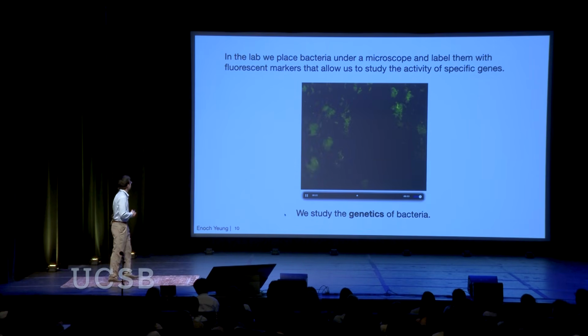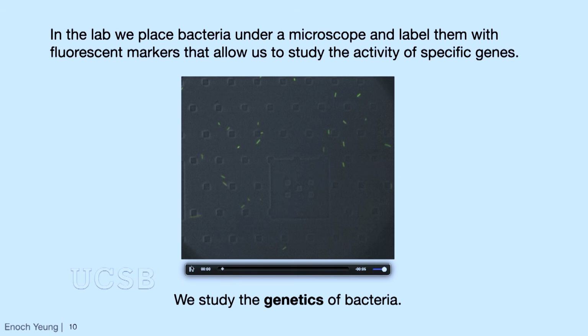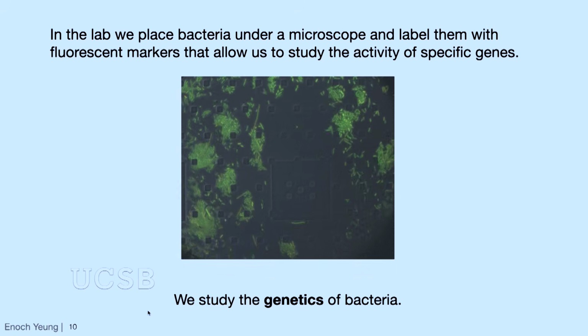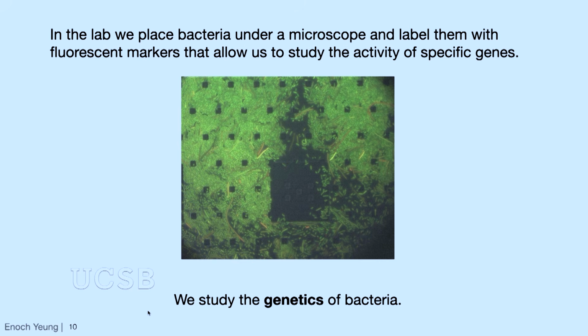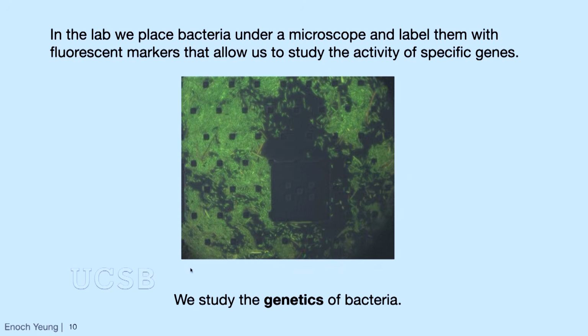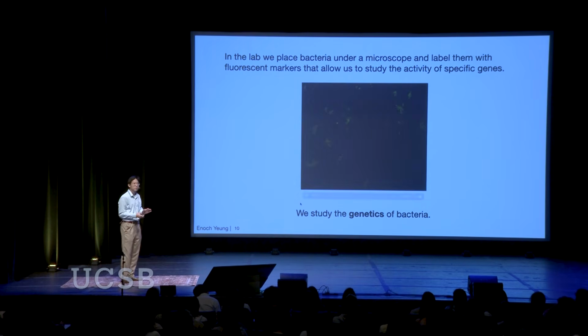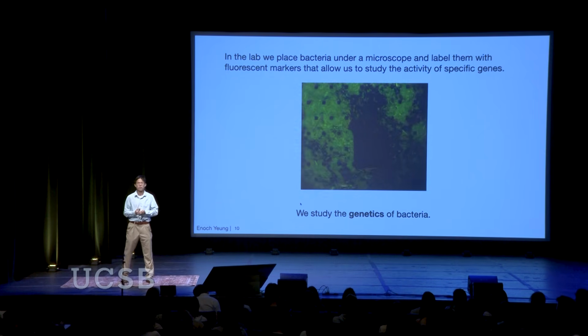Perfect, thank you, Lena. So in the lab, we place bacteria under a microscope and label them with fluorescent markers that allow us to study the activity of specific genes. So what you see here is a picture from top down, looking as if you're looking from the top down on the bottom of a plate. This plate has a sandwiched set of glass. You can think of it as two layers of transparent material, but you can think of them as glass essentially. And inside, there's a gap, and that gap is regulated by these little columns right here. These little black marks here are all individual columns that guarantee an evenness in height of this little chamber.